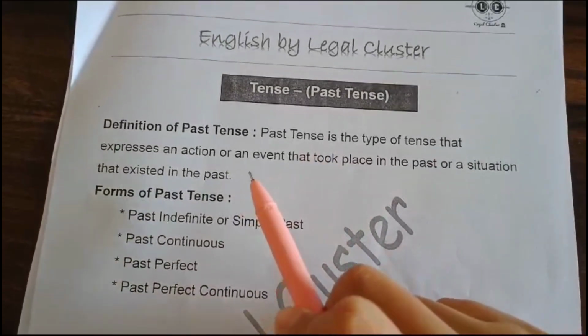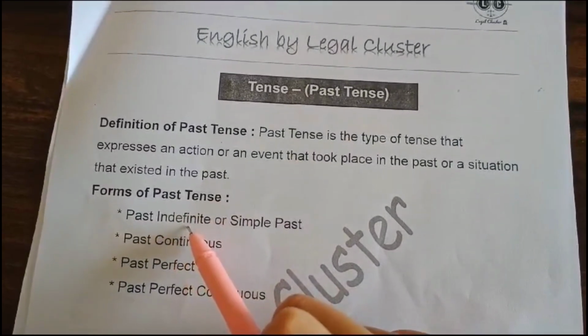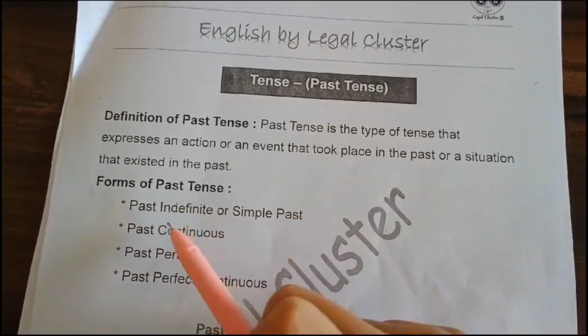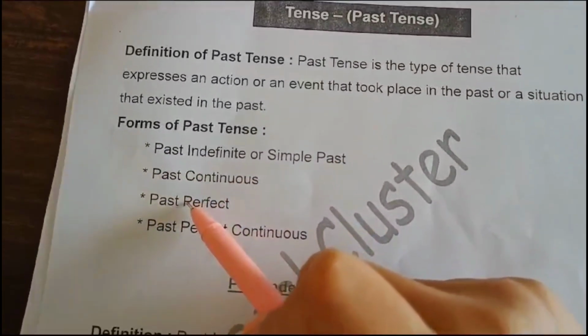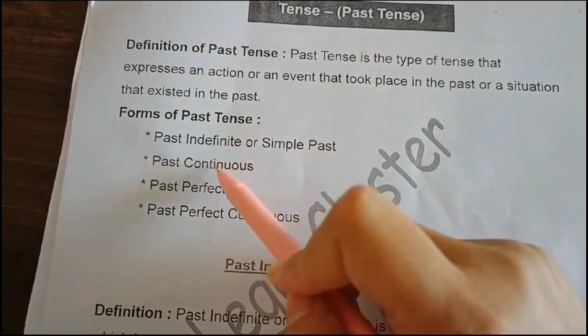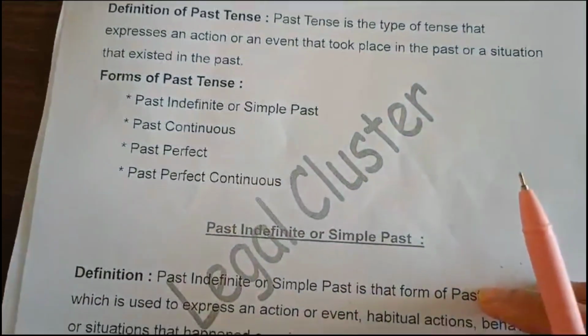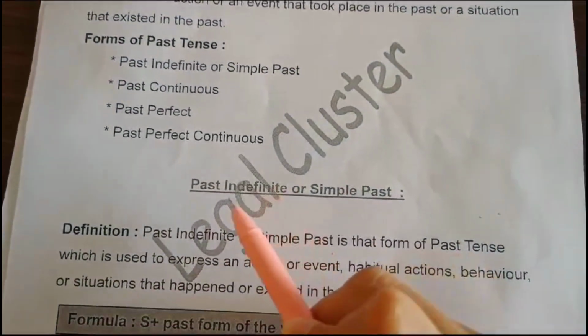in the past time. Forms of past tense: past indefinite, which is also called simple past, past continuous, past perfect, and past perfect continuous. So these four are the types of past tense. We will study about these types in detail now.